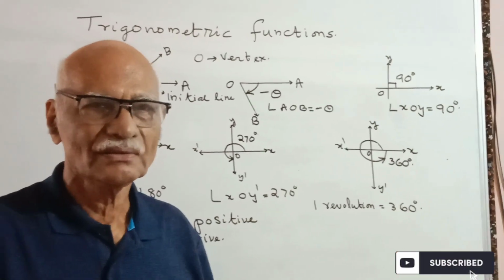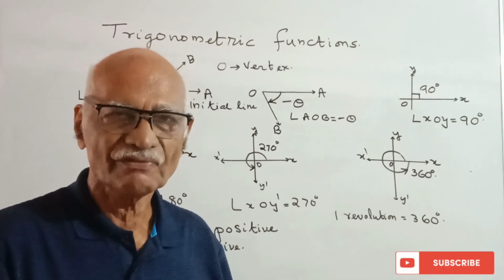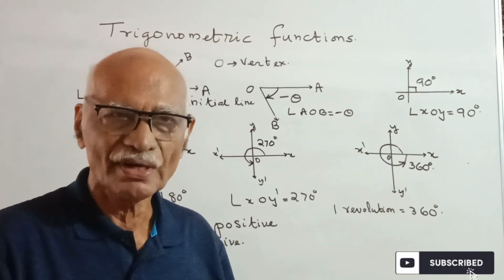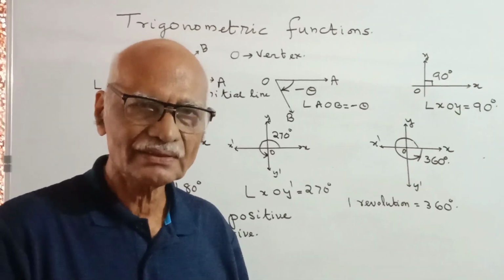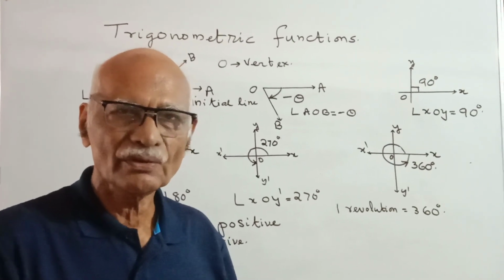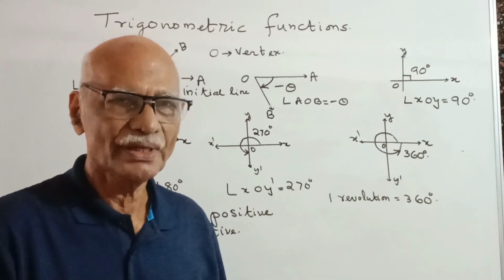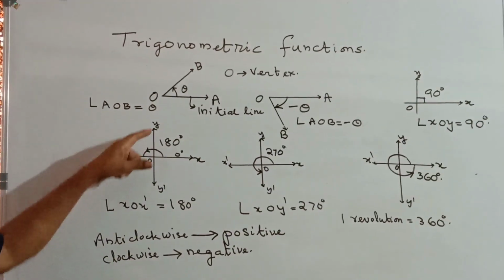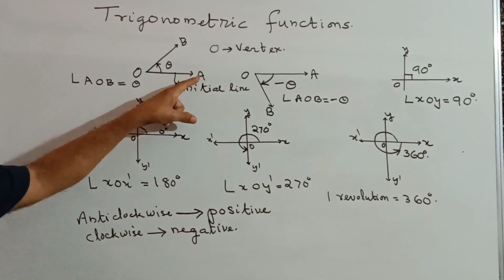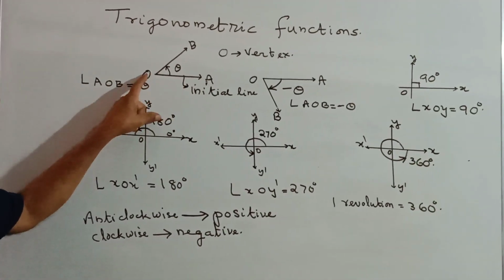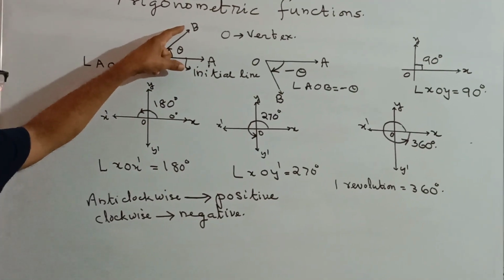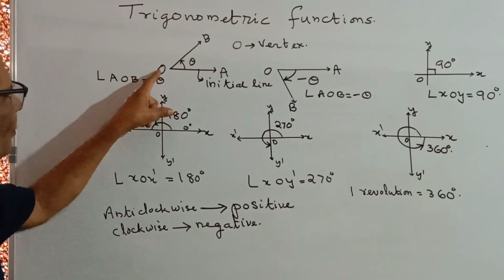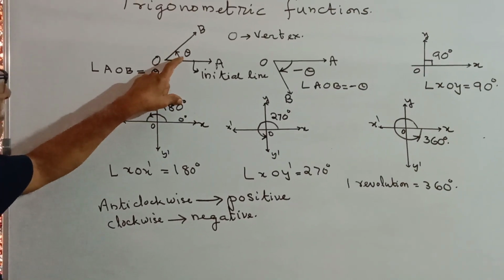Today we start a new chapter of trigonometric functions. We discussed a few points of the theory, relations and functions, but we will go in detail later. Today we start trigonometric functions. You can see a figure: OA is the initial line, the starting line. OB is the final line or terminal line, the finishing line. Angle AOB, we call it some theta.